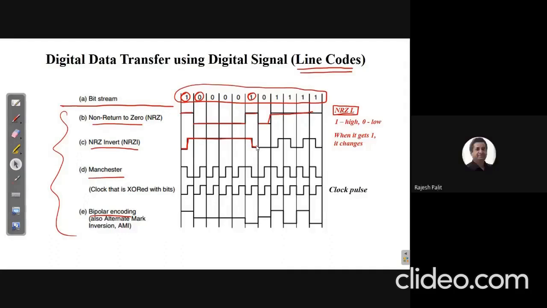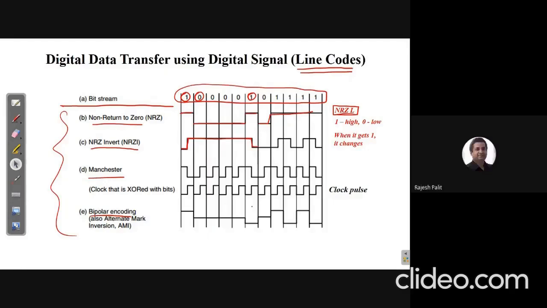So this line code is used in USB communication. When you transfer files on a USB drive, this encoding is used. NRZI: when it needs to transmit 1, it changes the polarity of the signal. If it is 0, it goes to 1. If it is 1, it goes to 0 at the middle of the signal.